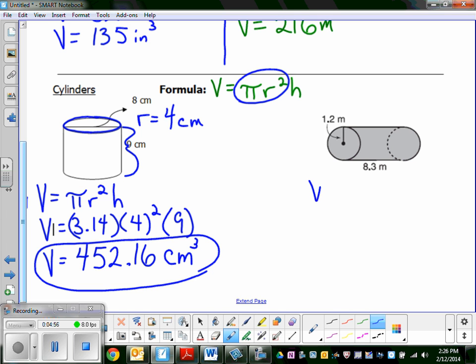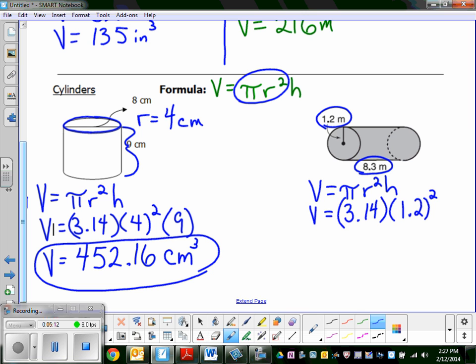Okay, once again, we're using our volume formula, pi r squared times h. In this case, we're given a radius, and we're also given our height. So let's put those in. We have 3.14 multiplied by the radius of 1.2 squared multiplied by the height of 8.3.